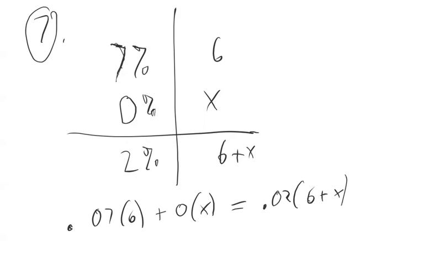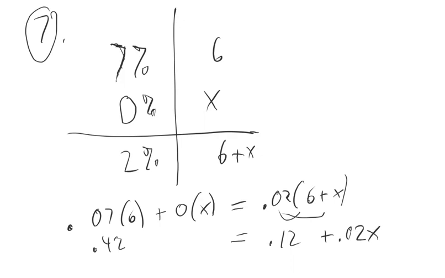then the result is equal to 2% of 6 plus X liters. So I'm going to simplify this. So 6 times 0.07 is 0.42. 0 times X is just 0. Then this times this is 0.12. And this times this is 0.02X.